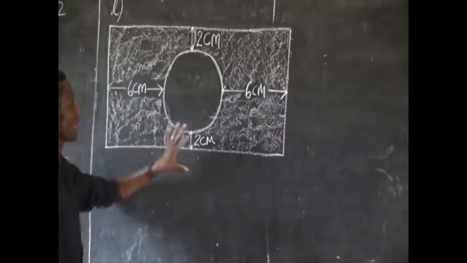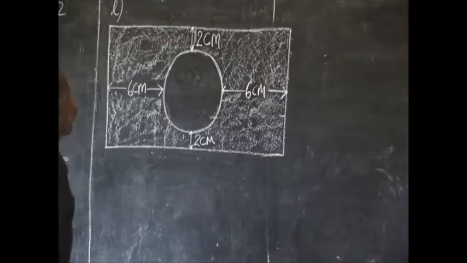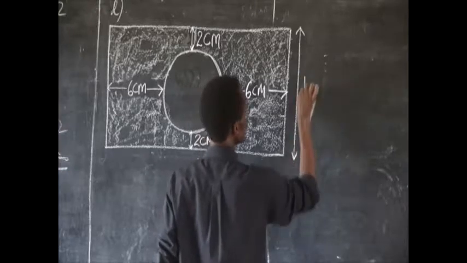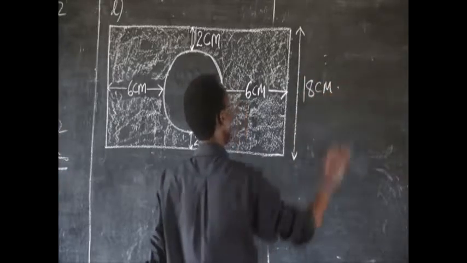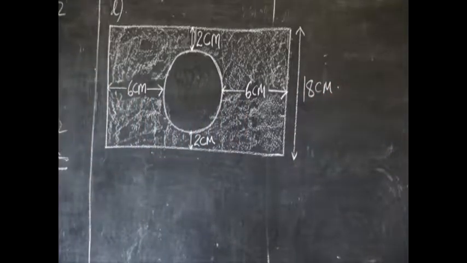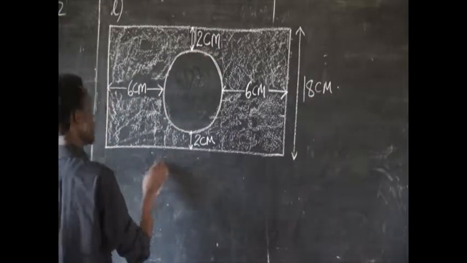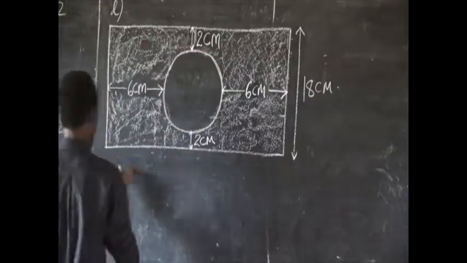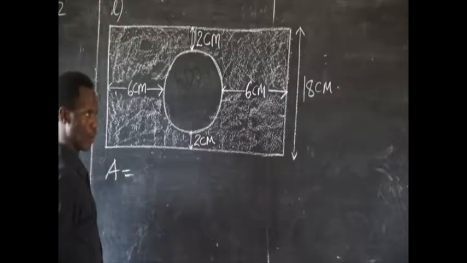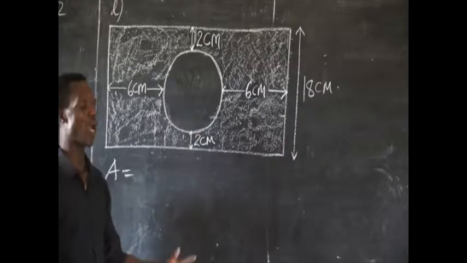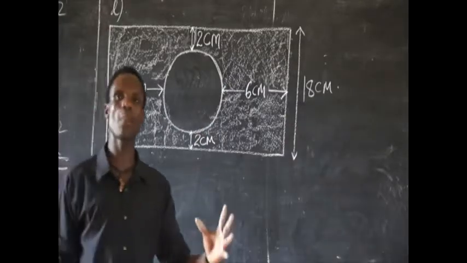Now, when you look at this area, we've been given here 18 centimeters. We just want to know the area of the whole, which is this rectangle. We know the area of a rectangle. We said from the beginning that when you want to solve anything about a shape, you have to know what kind of shape you are dealing with.